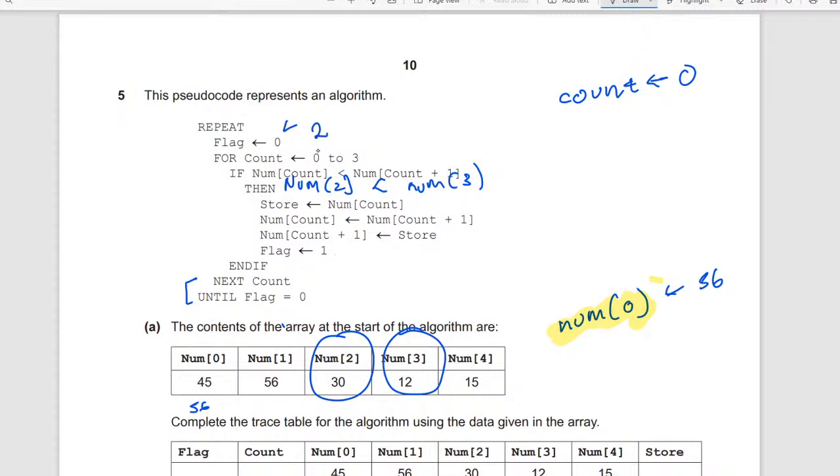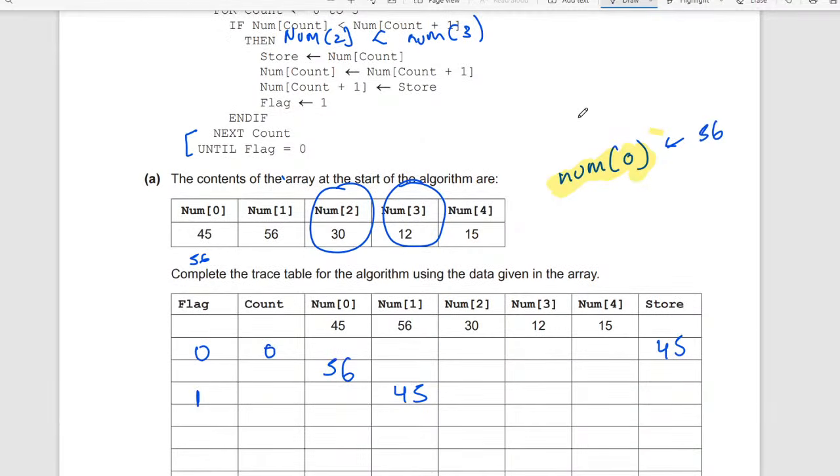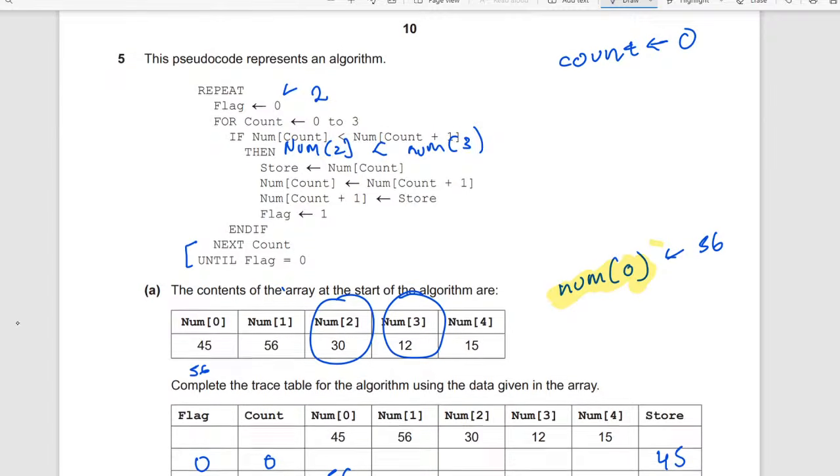Is num2 less than num3? It's not, because num2 is 30. Is 30 less than 12? It's not. Hence again, you will do nothing here. Even the flag will still be 0. So we continue. Here again it will be 0. We move on to the next one.